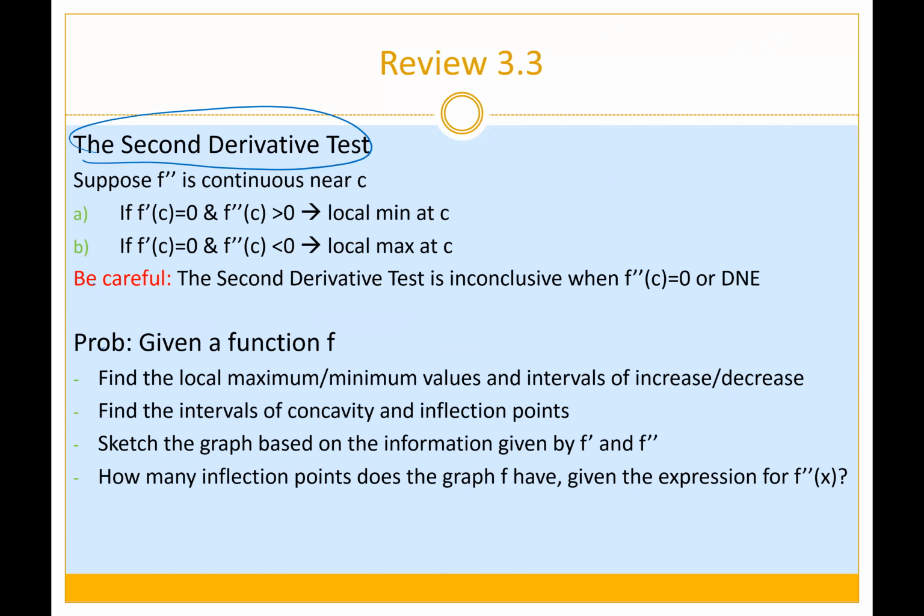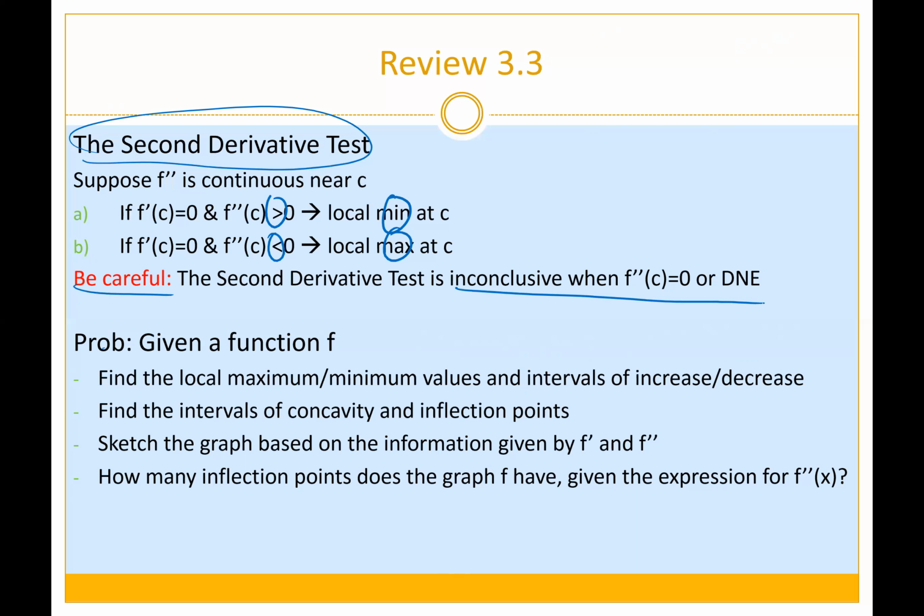Be careful. If you have f prime of c equal to 0 and the double prime bigger than 0, there's going to be a local minimum. So this is the difference. And if it's negative, it's going to be a maximum. Be careful, the second derivative test is inconclusive if f double prime of x, the second derivative, is equal to 0 or does not exist. It wouldn't tell you anything about whether there are any extreme values at all.